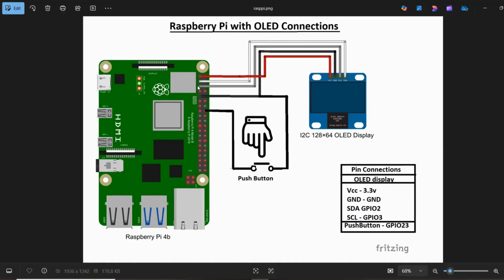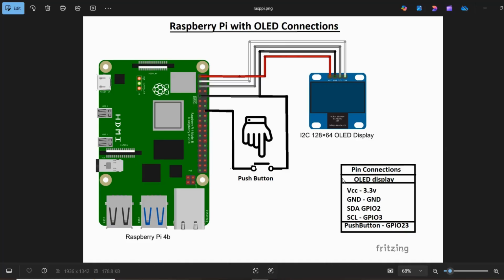It's connected to GPIO3. And finally, the push button. Here we have the push button that is connected to GPIO23, and the other end goes to the ground. You can connect the other end to any ground provided on the Raspberry pins.